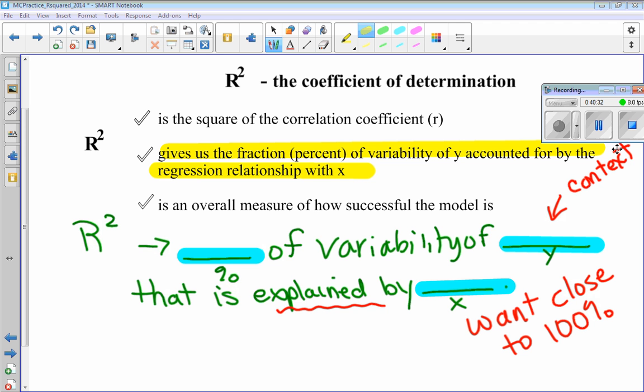Go ahead. Okay, well, data set A, R squared, I have 0.645. Okay, so you would say 64.5% of the variability of, you have to just say y because we have no context, is explained by x. And that's all you would say.